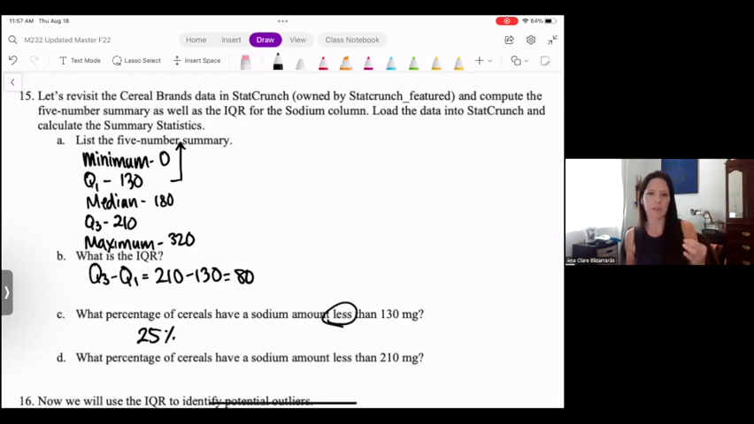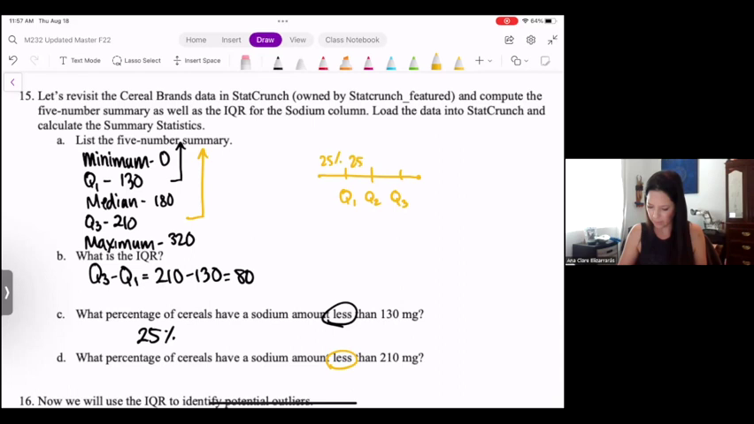That word less tells us which direction we're talking about. What percentage of cereals have a sodium amount of less than 210 milligrams? Again, less than 210. That's from the third quartile down. And remember, your data is split where you have Q1, Q2, Q3, and there's 25% in each group. So from the third quartile down is 75%.